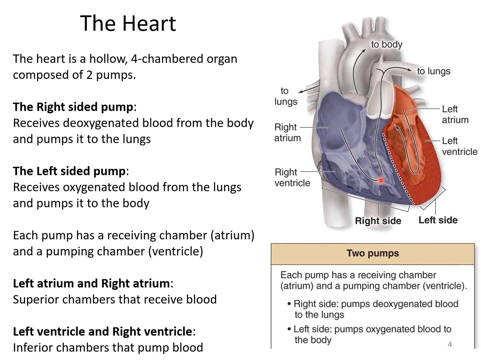Okay, so when the heart contracts, if you can follow this, that blood is going to go up through this vessel and out to the lungs. Okay, so we're pumping, which the right side is getting deoxygenated blood and pumping it out to the lungs. Okay, the left side receives oxygenated blood from the lungs and pumps it to the body.